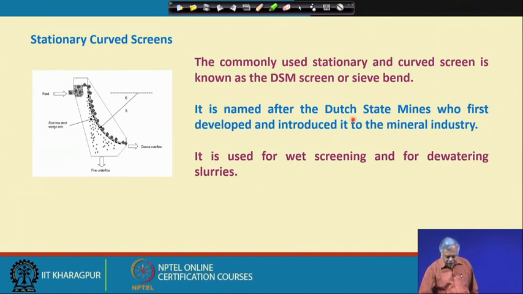It is named after the Dutch state mines who first developed and introduced it to the mineral industry. It is used for wet screening and for dewatering slurries also. Many times it is used for dewatering slurries, because you are trying to use this gradient so that the material flows very fast, and the water, immediately when it gets the apertures, just passes through, and you have a dewatering, and you do not have to worry about how the slurry will flow.